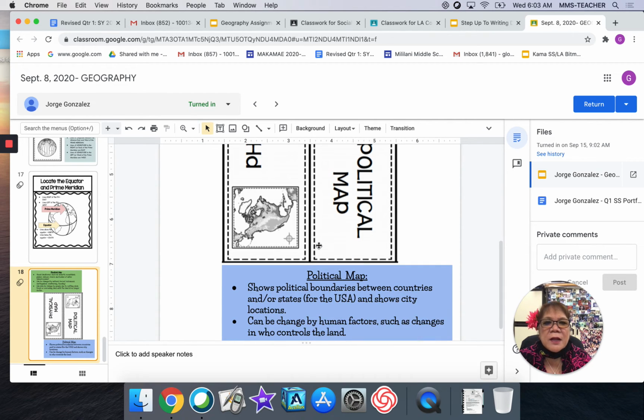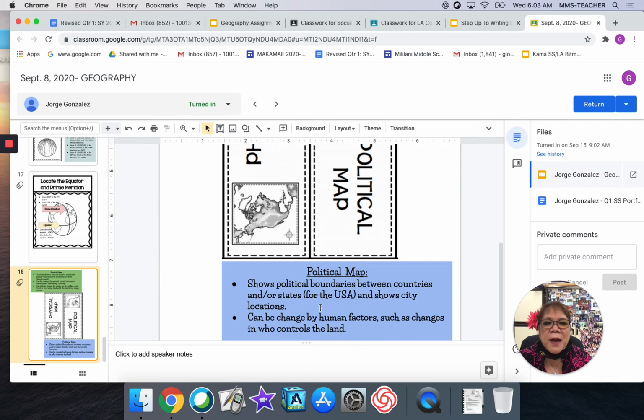Now, the description for a political map, it shows political boundaries between countries and or states for the United States of America and shows city locations. It can be changed by human factors such as changes in who controls the land. Okay, so this is the description for political map.